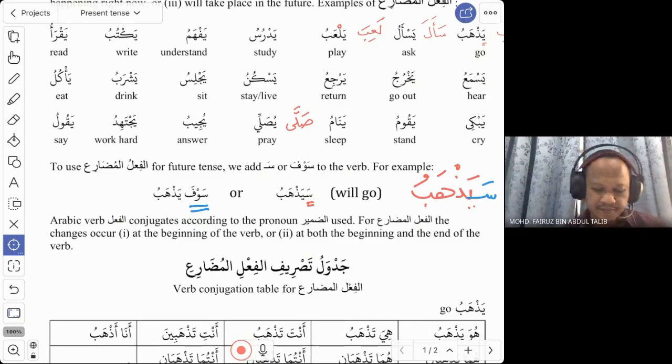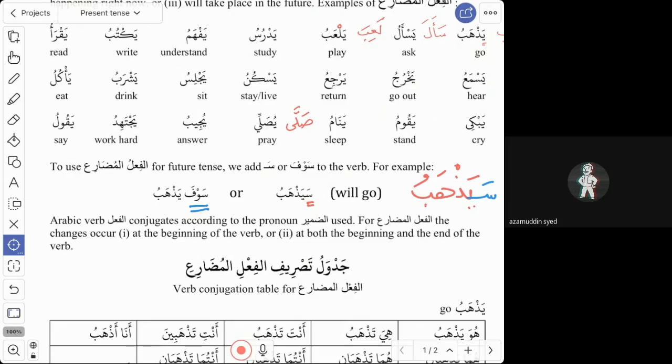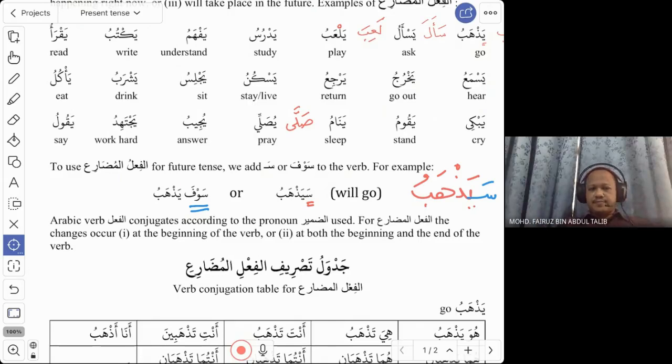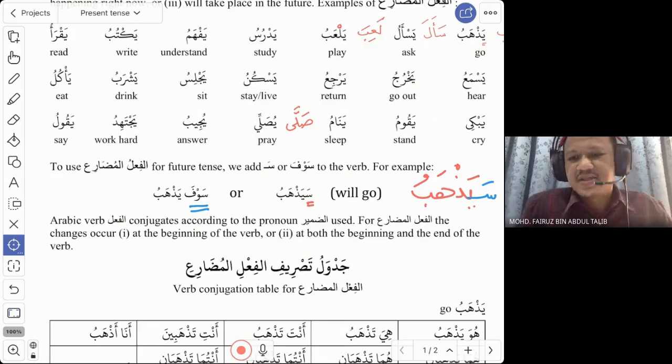Any question? I have a question, Ustaz. Yes, please. Does that mean that we use saufa when we cannot determine the future? And one of the meanings, yes. If you do not know when it is in the future, you will say saufa. But of course, we expect when you say saufa, it is something that is very, very far. We do not know when. You say saufa azhabu.